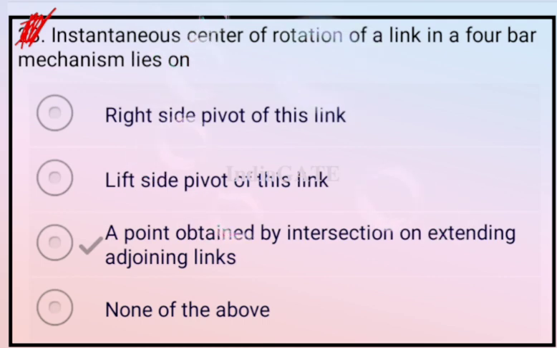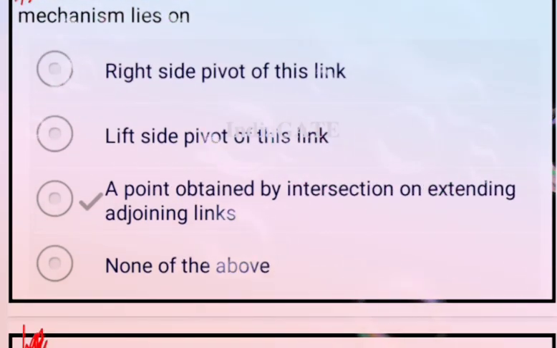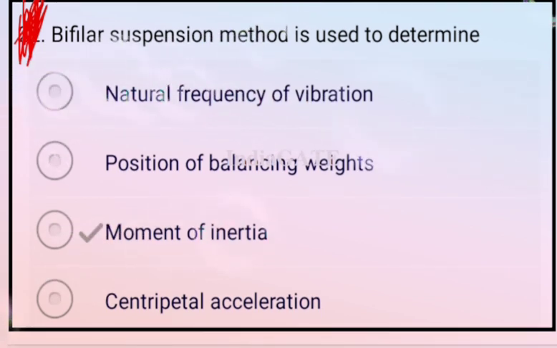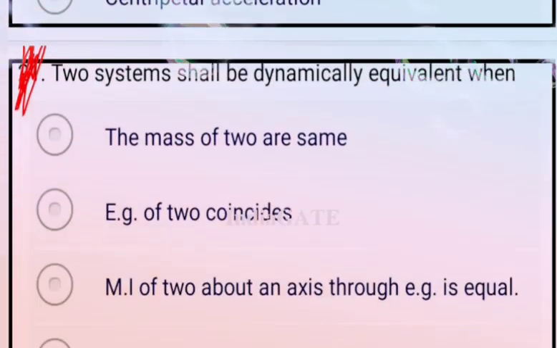Instantaneous center of rotation of the link in a 4-bar mechanism lies at a point obtained by the intersection of extending the adjoint link. So option C is your correct answer. Now come to the next question. Whirling or flow suspension method is used to determine the moment of inertia. So option C is your correct answer.